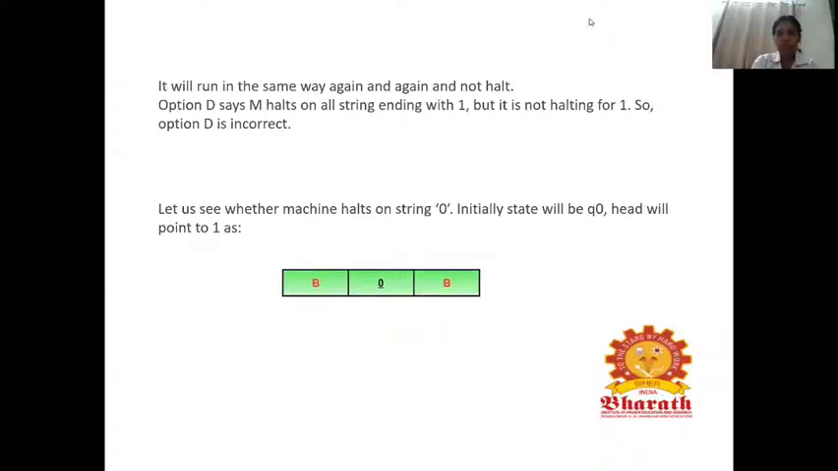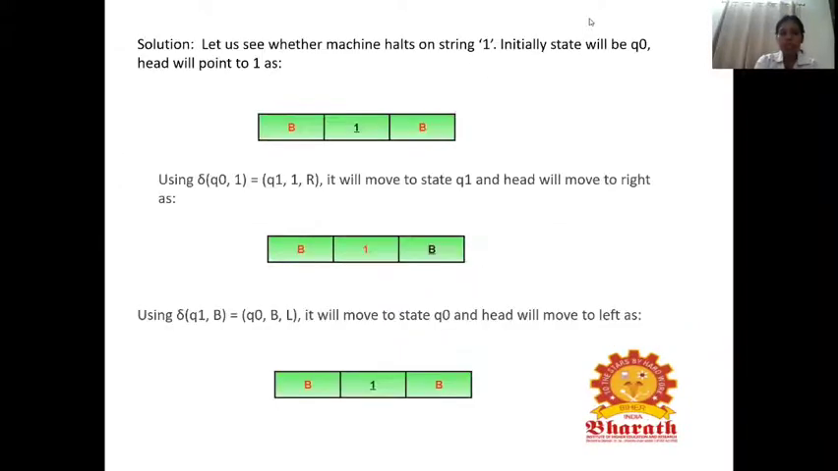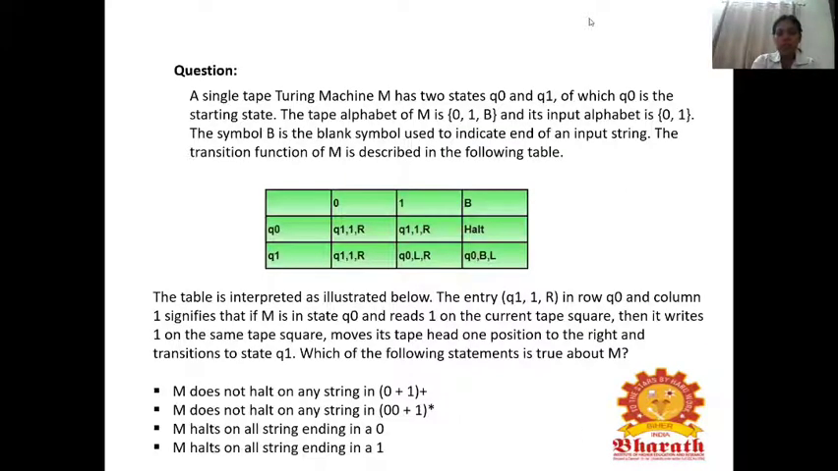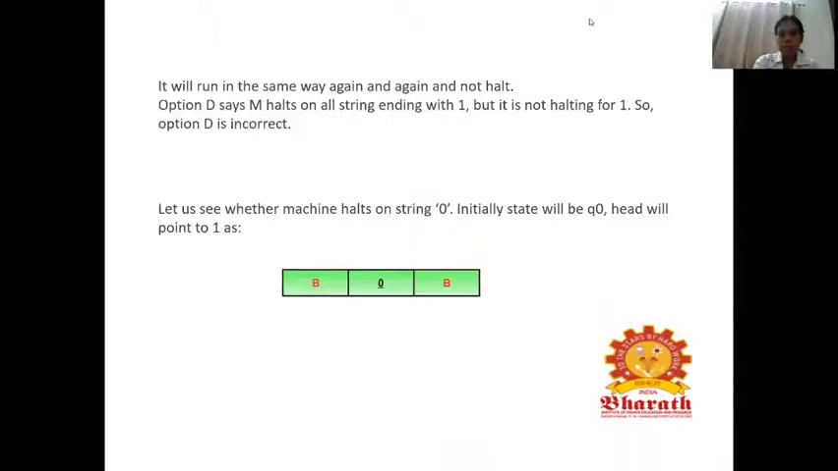So next we'll try the next option. Option C says M halts on all strings ending in a 0. So we'll see with this. We're going to check whether M halts for a string ending in a 0. Let us see whether the machine halts on string 0. Initially the state will be Q0, and the head will point to 0. So the tape will be like this: B, 0, B.